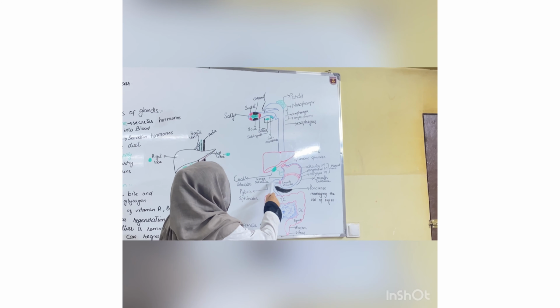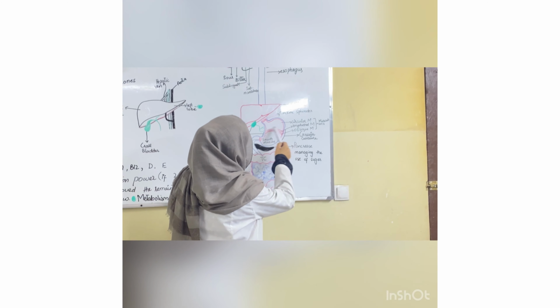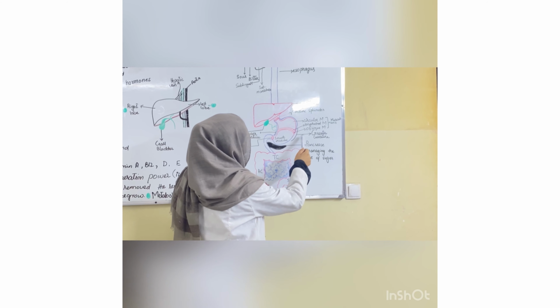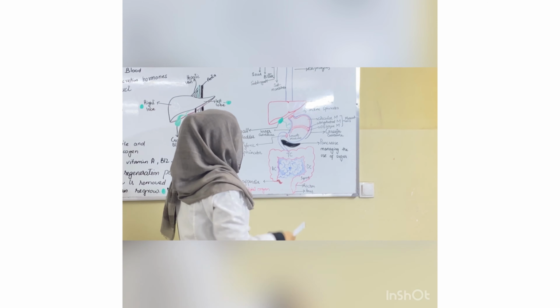This is the lesser curvature. This is the circular muscle, longitudinal muscle, oblique muscle, and greater curvature. It is the smooth muscle and pancreas.